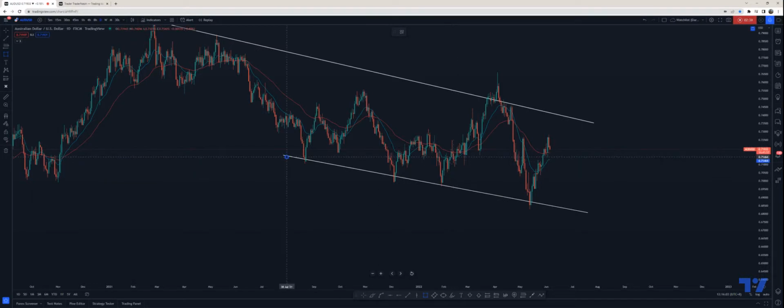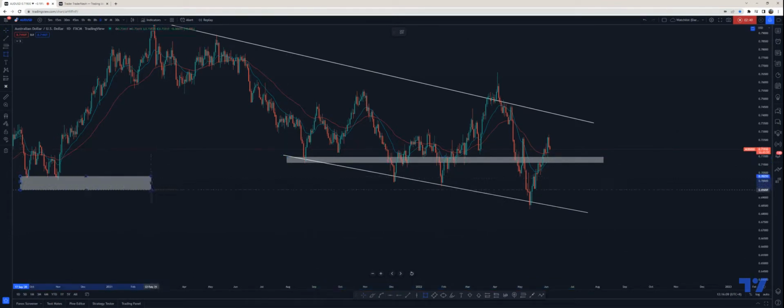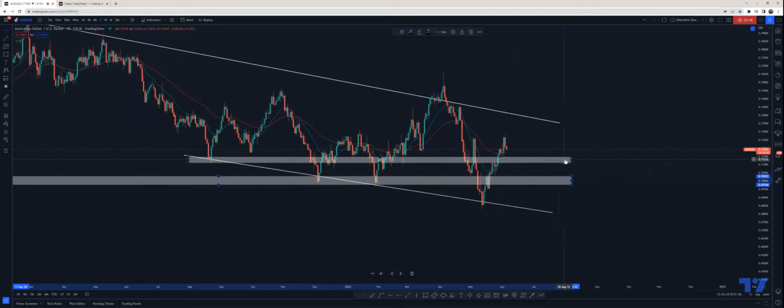All right, so the first one is here. Why? Because this is quite a significant level. Second one is this key structure around the 0.70 area, also a memory zone. So let's see how price reacts around these two support structures.